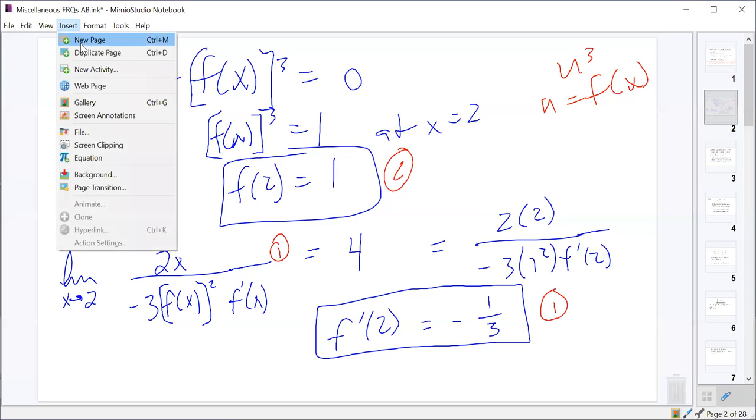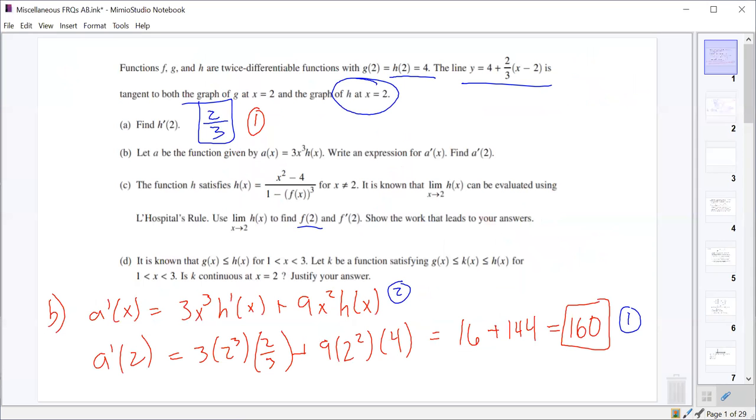Okay. And then part D, what did part D ask? So we know that g of x is less than or equal to h of x for x between 1 and 3. And we have k being a function satisfying that g and h are sandwiching k, basically. Is k continuous at x equals 2? Well, the answer there should be yes.